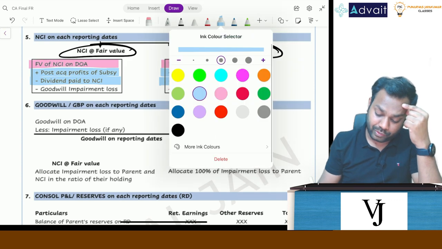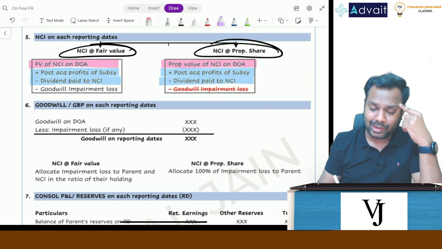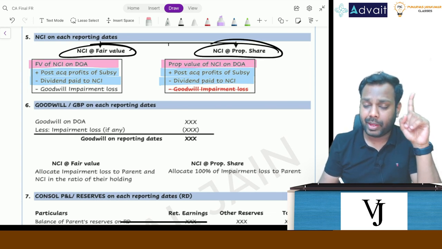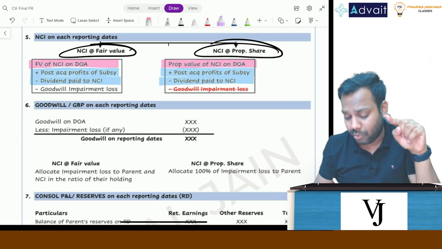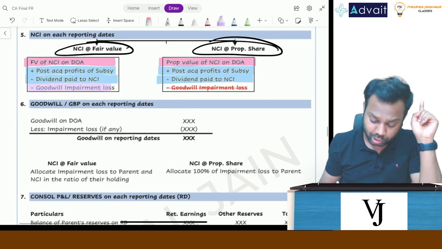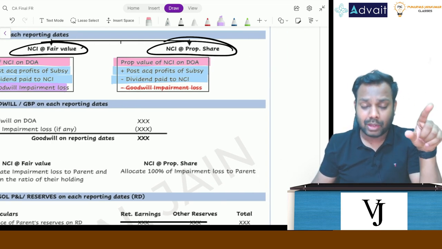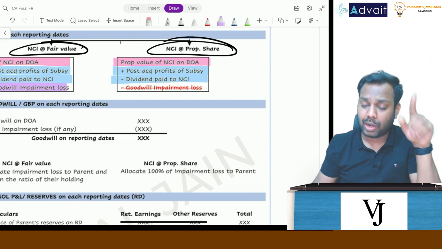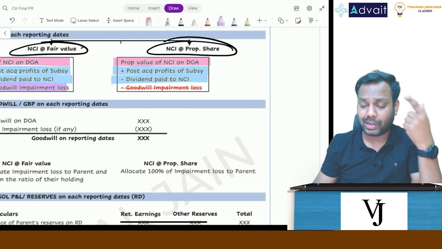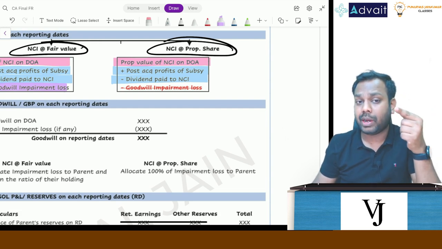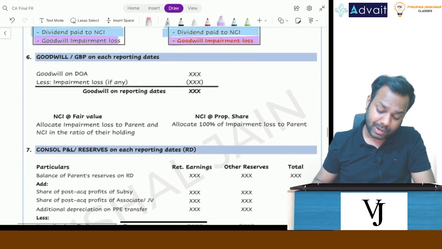Now again, the difference is goodwill impairment loss. Understand, when NCI is at fair value, goodwill is for parent and NCI both. So whenever there is an impairment loss, it will be for parent and NCI both, so we have to allocate the goodwill impairment loss to NCI. But if the NCI is at proportionate share, goodwill is only for the parent. So the impairment loss will be allocated only to the parent. If there is an impairment loss when NCI is at proportionate share method, it will not be allocated to NCI. I hope that is clear to all of you.